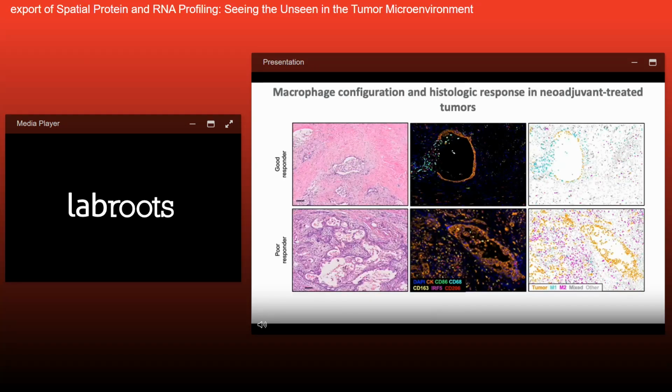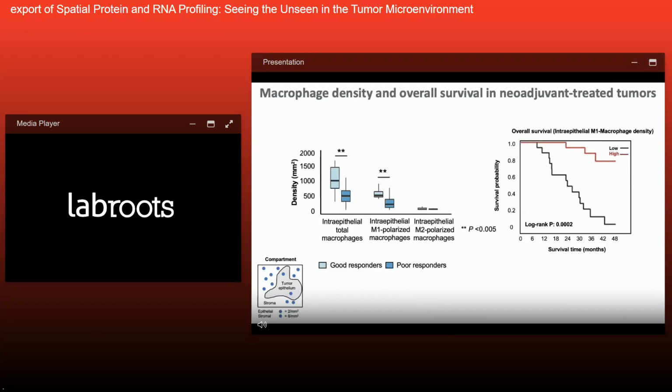These results prompted us to next look at macrophage configuration and histologic response in neoadjuvant treated tumors. For this purpose, we divided tumors into good responders and poor responders based on the modified Ryan scheme and the CAP reporting protocol. Good responders had a grade 1 score, while poor responders were grade 2 or 3. And some examples of both of these are shown here with the corresponding macrophage data.